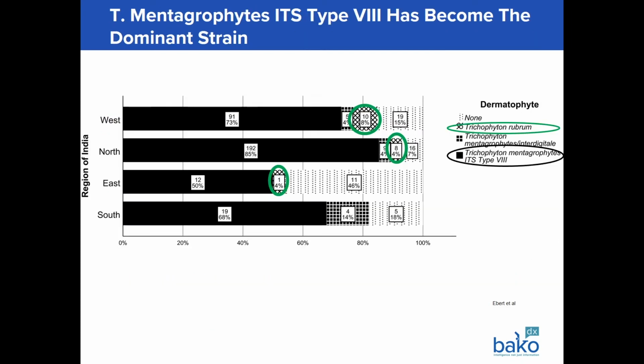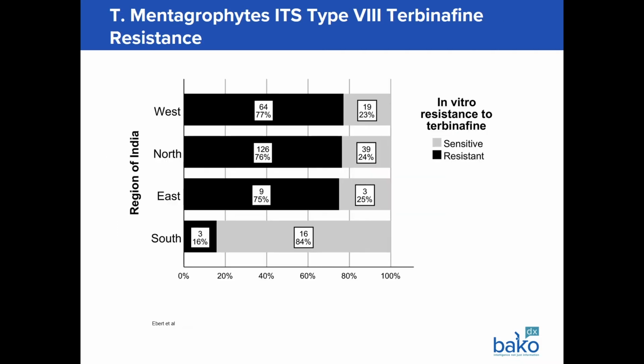So this slide shows the strains that were found in various areas of India, and interestingly, you can see the T. rubrum, circled in green, which has traditionally been the most common, now accounts for a very small percentage of the infections. And in contrast, we have T. mentagrophytes, a particular type that they identified as ITS type 8, in black, and it is now causing the vast majority of the infections in India. So why is that happening?